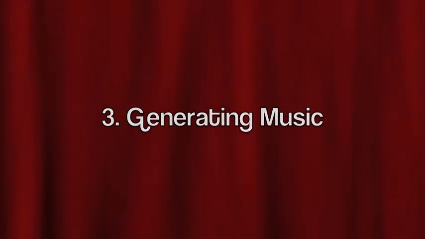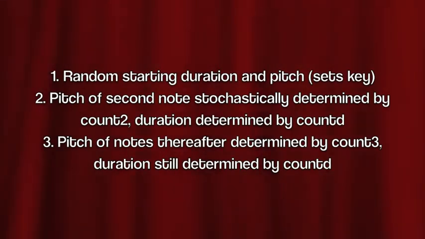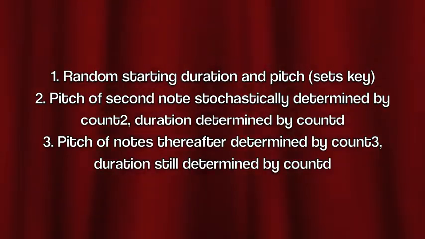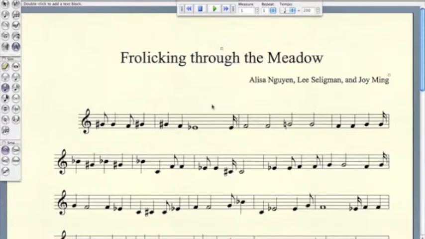This is done by generating a random starting pitch and duration, which in turn will determine the key of the piece. The pitch of the second note will be stochastically determined based on Count2, but all the other notes thereafter will be determined based on Count3. All durations will be stochastically determined based on Count_d. This is an example of one of the pieces that can be generated using our program.